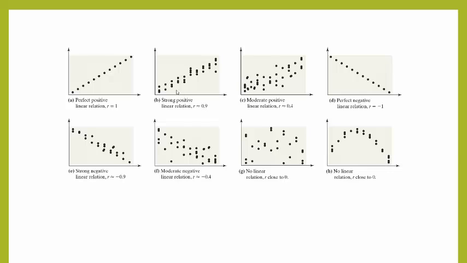Similarly, the flip side, here's -1, -0.9, -0.4, getting more spread out. Here is R equal to 0, no linear relation. The data is just all over the place. You can't really see a relationship. This is also R equal to 0, but you can see there's a definite relationship, just the linear correlation coefficient won't pick it up.